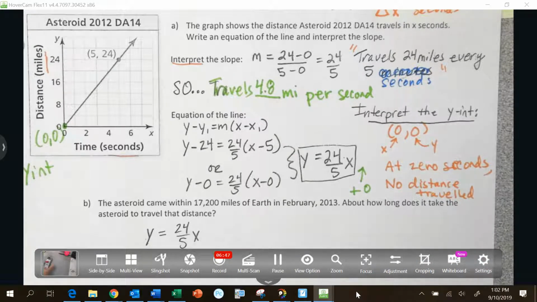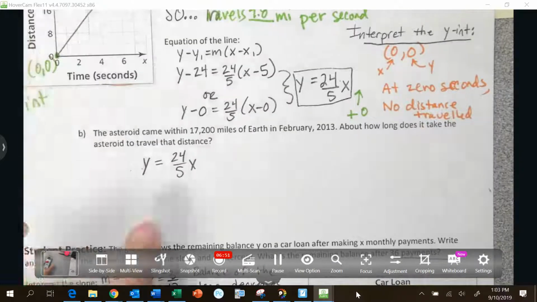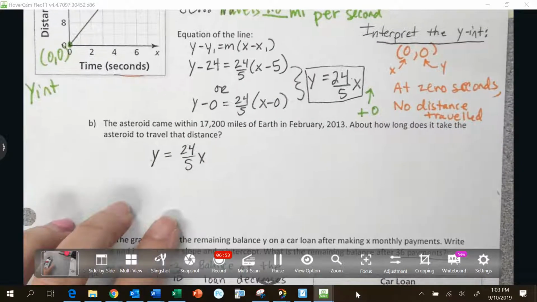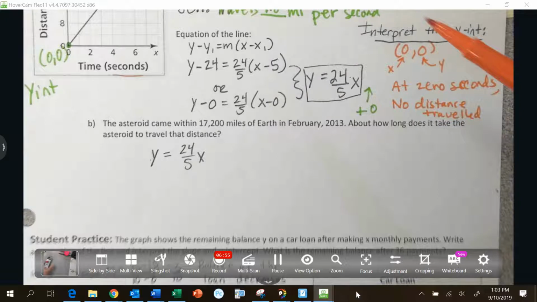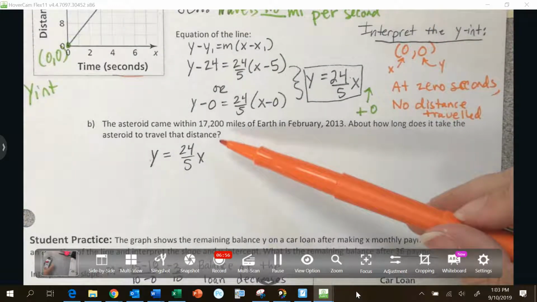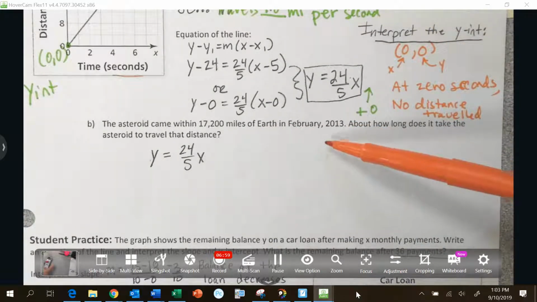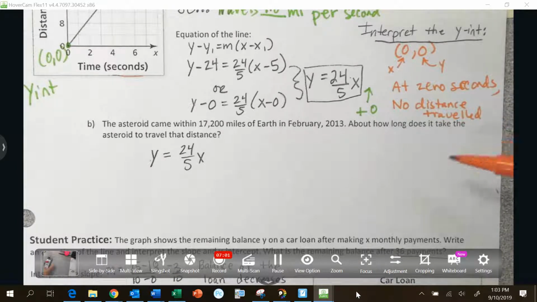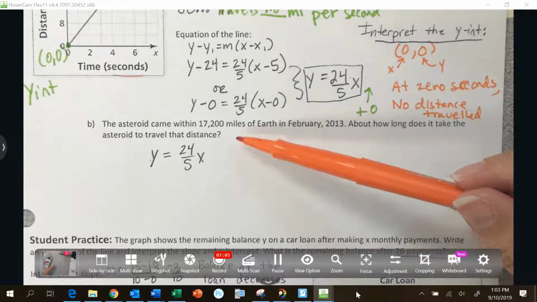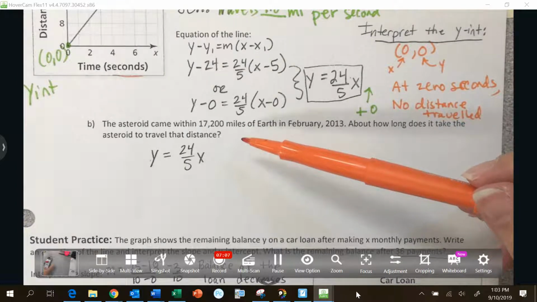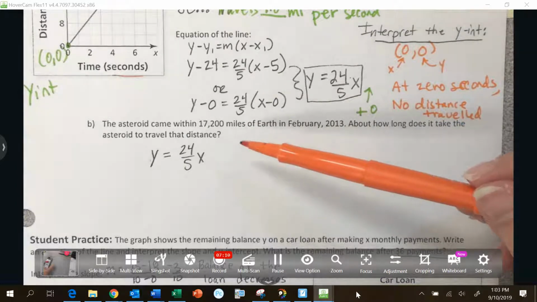It's not always going to be 0, 0. And then the second question, or the third, or whatever the last B question: an asteroid came within 17,000 miles of Earth in February 2013. About how long does it take the asteroid to travel that distance? So that's how close it got to Earth. How long would it take if it was going straight towards Earth to get to Earth?